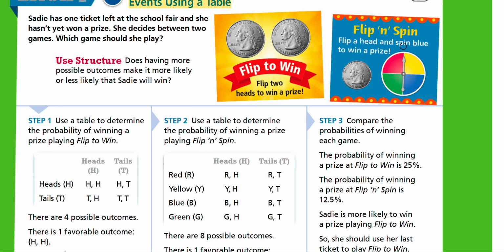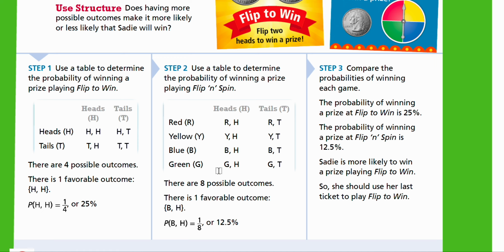Yeah, so head and blue. I think they wrote the color first here. That's a little bit confusing, but that's okay. BH is the favorable outcome we want here. HH is the favorable outcome we want here. So BH is the only favorable outcome we can have here.